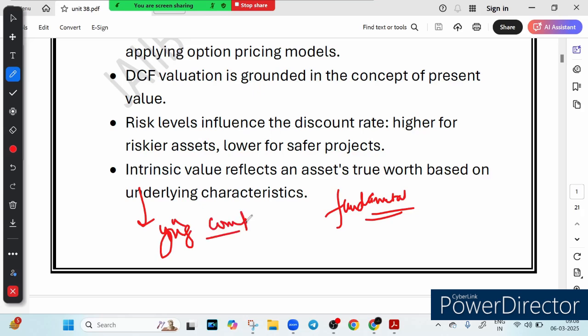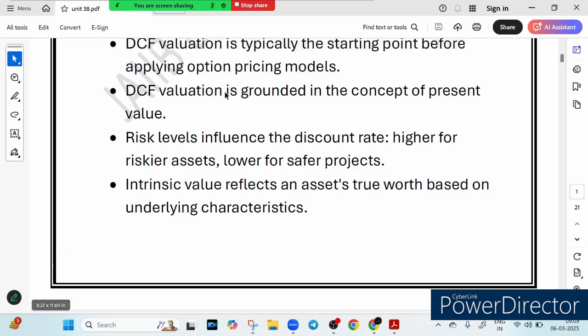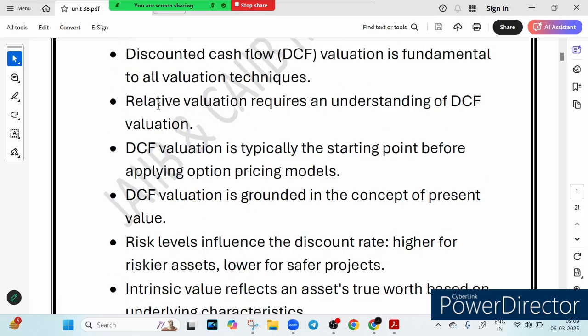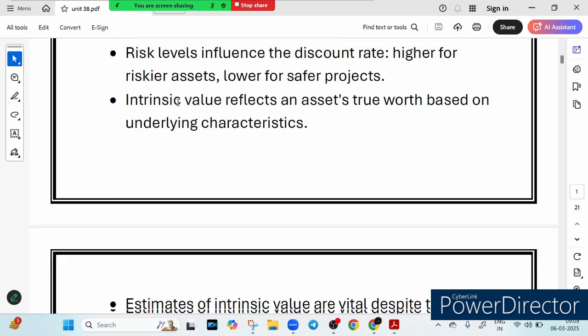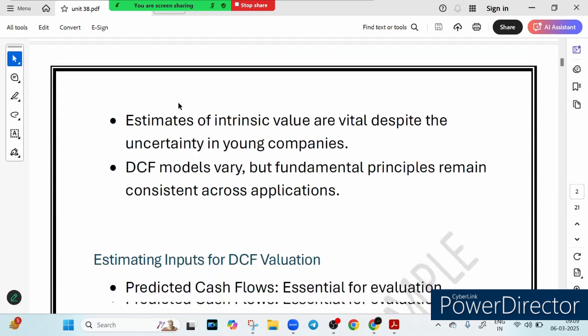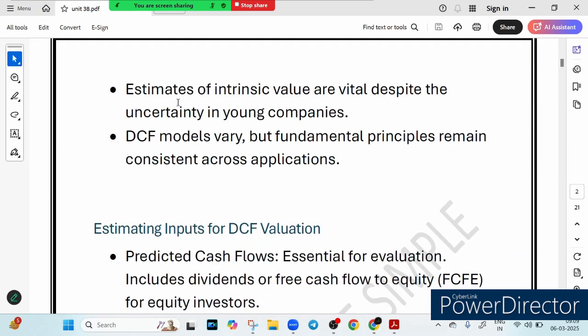The bottom line is that no matter which DCF model we use, the principle stays the same. Understanding this concept will give you a solid edge in financial analysis and decision making. We have talked about intrinsic value, DCF valuation, and how risk and discount rate are related. What is relative valuation? The foundation of relative valuation lies in DCF, and DCF is all about finding the present value. Let's talk more.